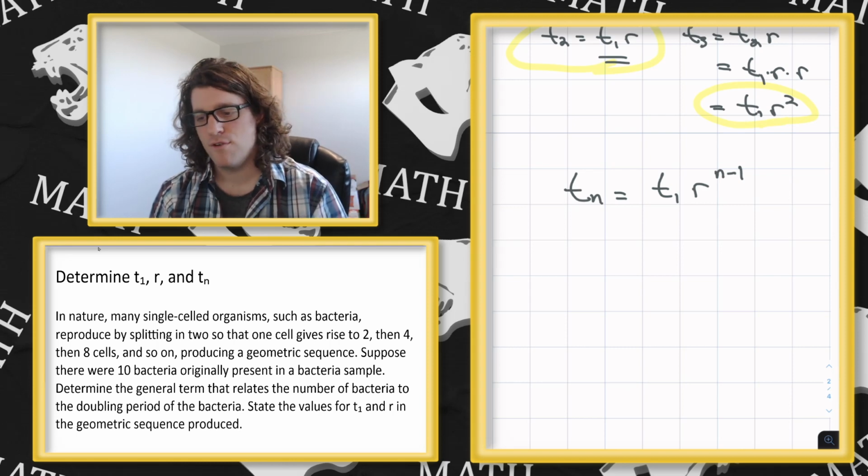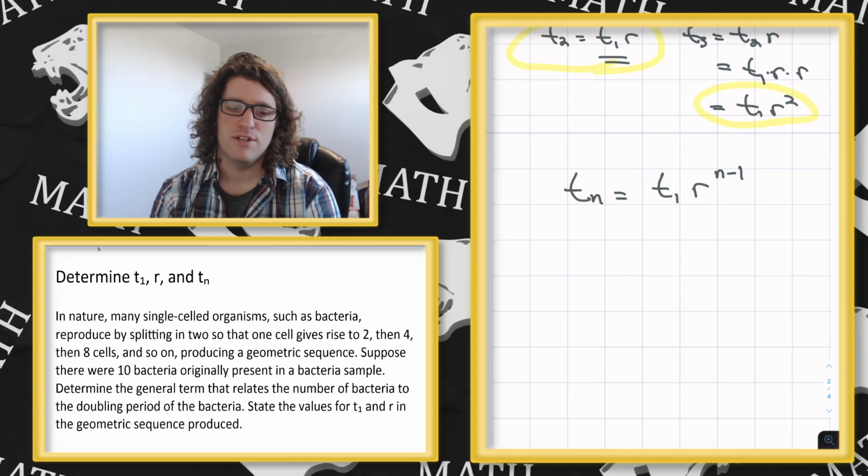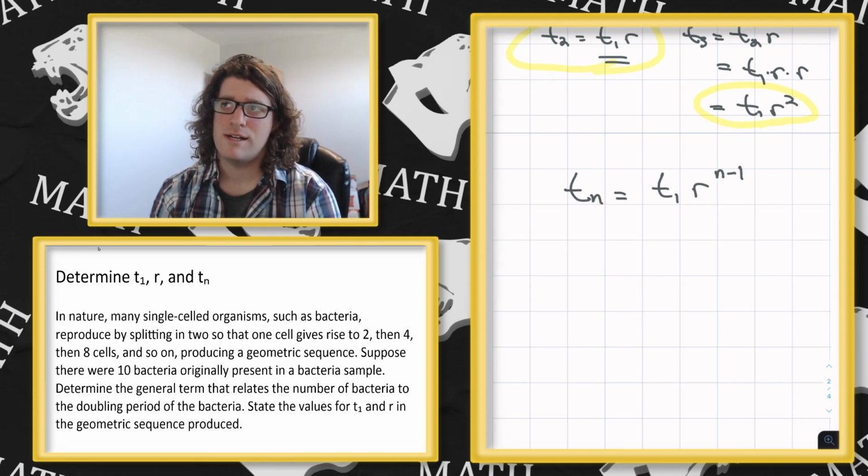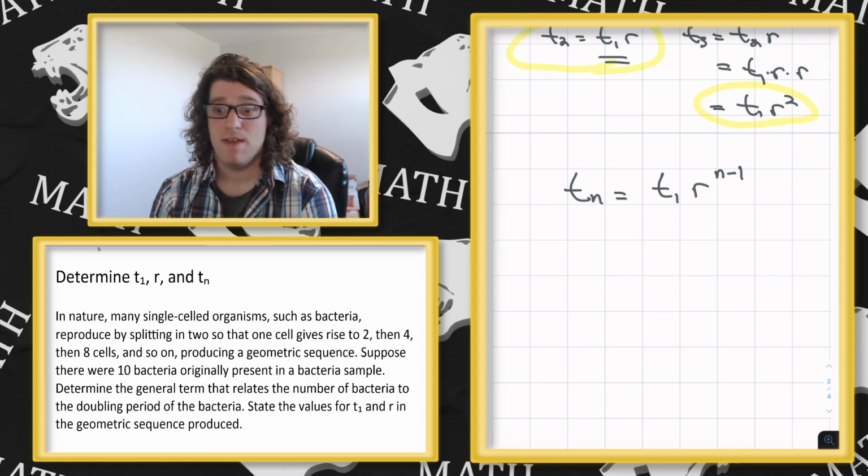State the values for t1 and r in the geometric sequence produced. So first of all, this is a doubling problem, and you probably think right away, oh, I took Precalc A. This is an exponential function, and it is. So one way to look at this is definitely with an exponential function. That would be fine. So we're looking at it through a different lens right now.